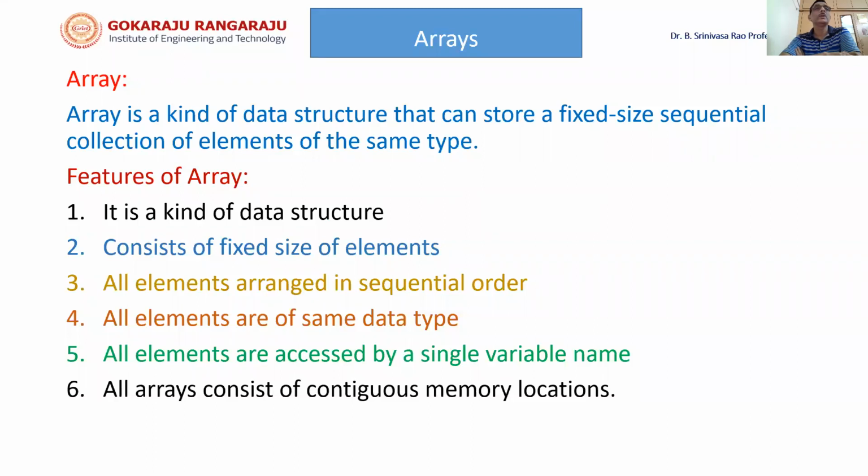of the same type. The features are: it is a kind of data structure, consists of fixed size of elements, all elements are in sequential order, all elements are of same data type, all elements are accessed by a single variable name. All arrays consist of contiguous memory locations.